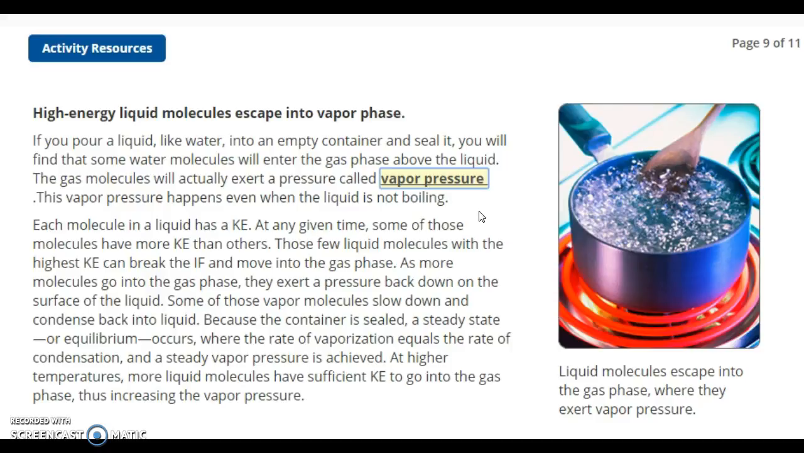Because the container is sealed, a steady state or equilibrium occurs, where the rate of vaporization, so the rate of some of the water molecules on top getting free of the water and becoming gaseous, equals the rate of condensation. So the same rate, some of them slow down, they hit the top of the container, they turn back into liquid water. And a steady vapor pressure is achieved. At higher temperatures, more liquid molecules have sufficient kinetic energy to go into gas phase, thus increasing the vapor pressure. So in other words, higher temperature, faster they're moving, the more are going to go into the gaseous phase.